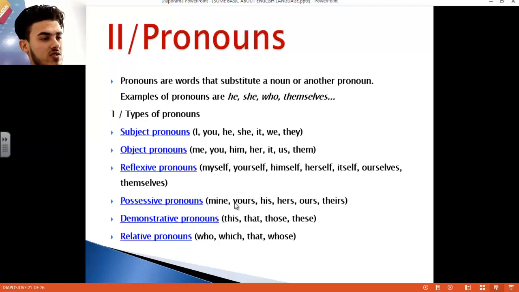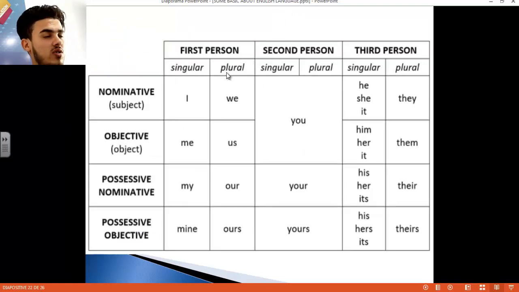We have also possessive pronouns, which are mine, yours, his, hers, ours, theirs, which show possession, or when we possess anything. Demonstrative pronouns: this, that, these, those, and they are generally used to demonstrate something. Relative pronouns: we have who, which, that, whose, and they refer generally to a subject or an object in the sentence. So here is a table or a figure that shows us the different uses or forms of pronouns.